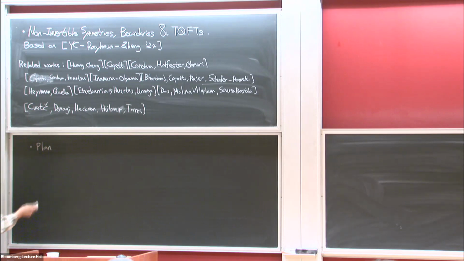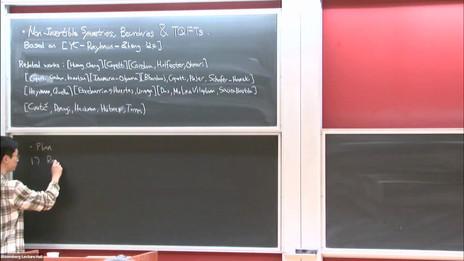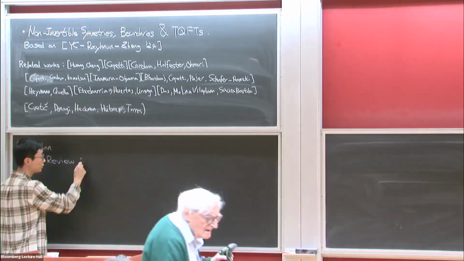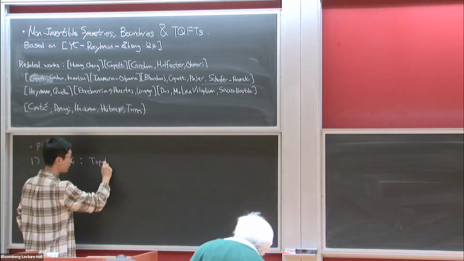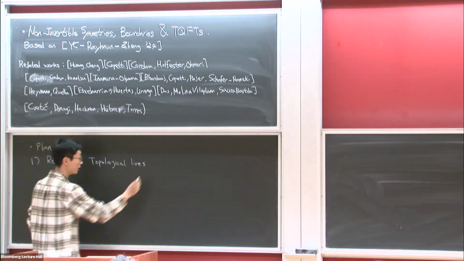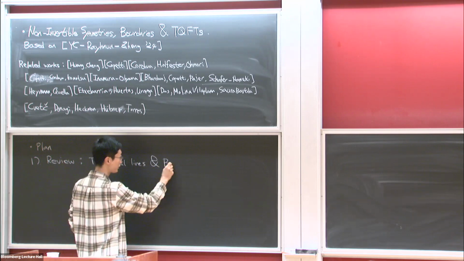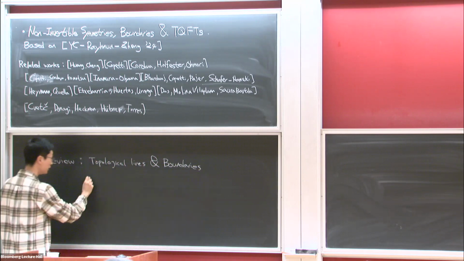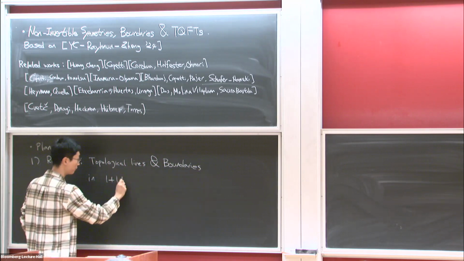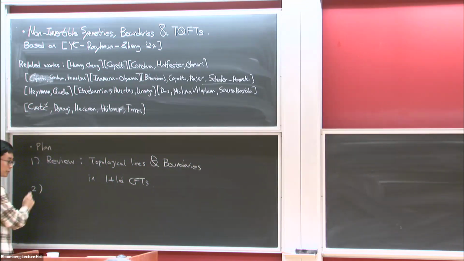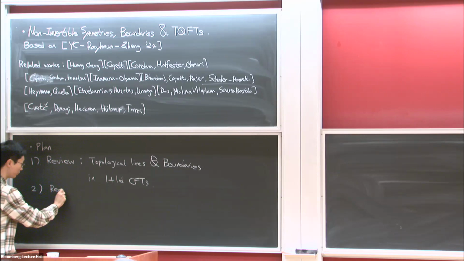So I want to start slowly and at the beginning review some basic known facts about topological lines and how they interact with boundary conditions in 1+1D conformal field theories. And then the second part of the talk will be about more recent developments.